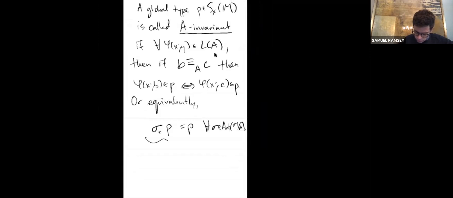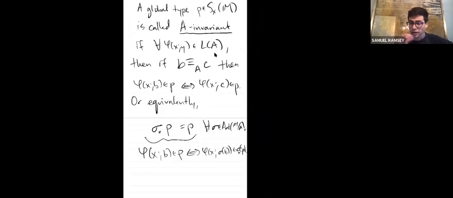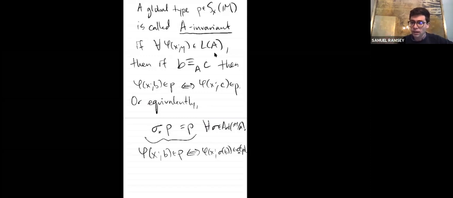So how does the automorphism group act on types? Well, this isn't so confusing. If you just have phi(x, b) in P, that happens if and only if phi(x, sigma(b)) is in sigma star of P. So sigma acts just by translating the parameters. And that gives you an action of the automorphism group on types. And okay, when I write Aut(M/A), that's the automorphisms of the monster model that fix A pointwise.